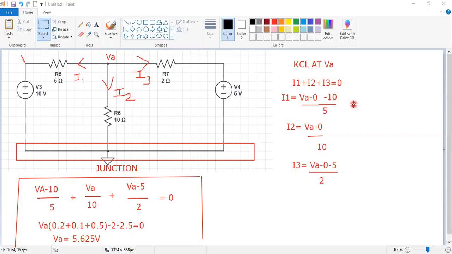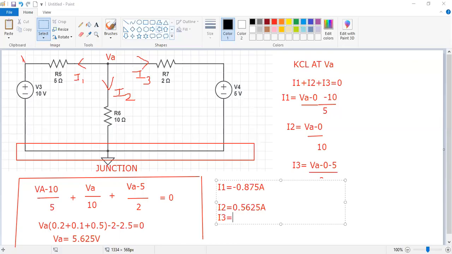Once I find I1, I1 is equal to (VA minus 10) by 5, so (5.625 minus 10) divided by 5. I got minus 0.875 ampere. That is I1. Then coming to I2. I2 will be VA, that is 5.625, divided by 10. The answer will be 0.5625 ampere.